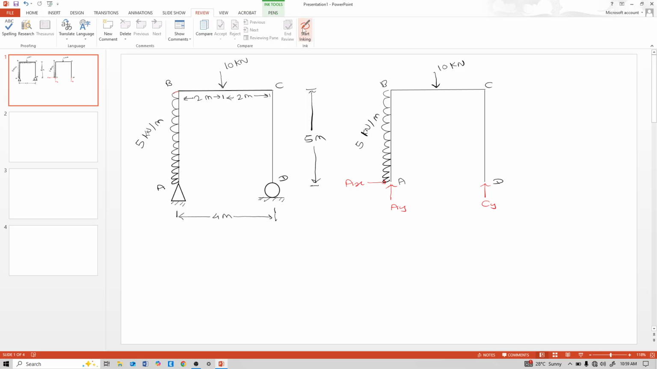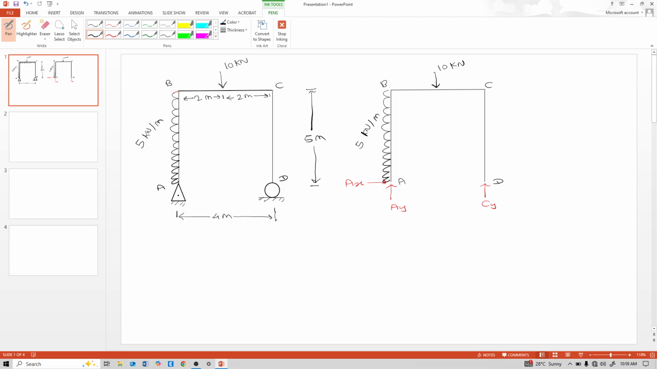Now first understand this frame structure. At point A there is a hinge support. Due to this hinge support, the AX and AY reactions come at location A. Now at point D, this is a roller support. Due to the roller support, a vertical CY reaction comes.